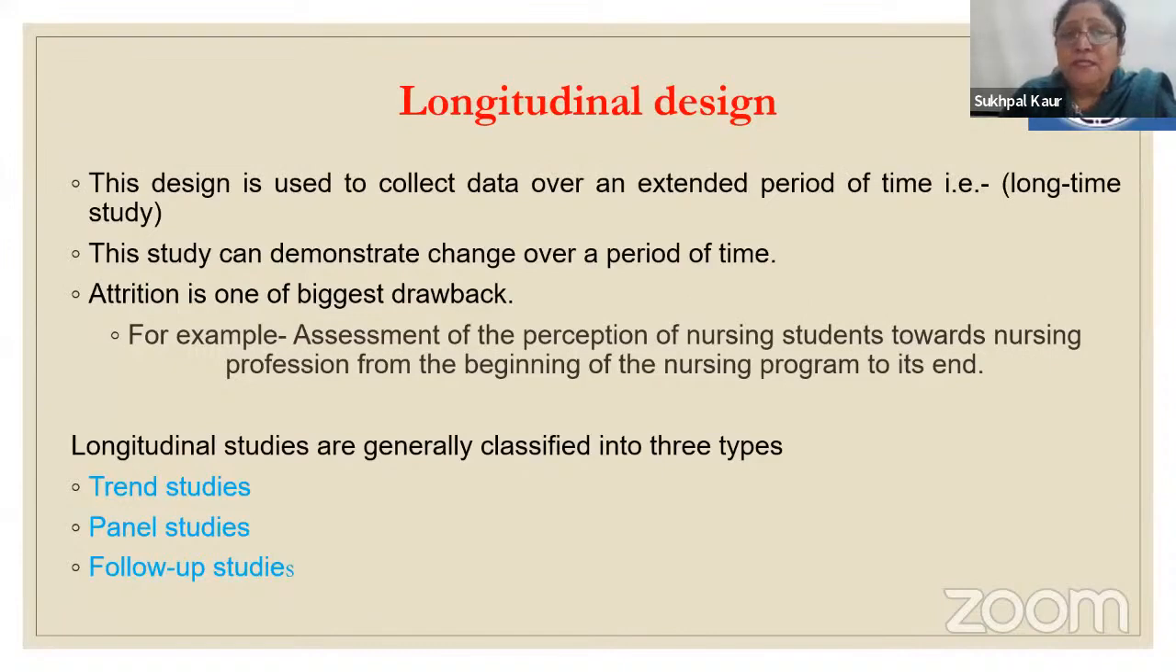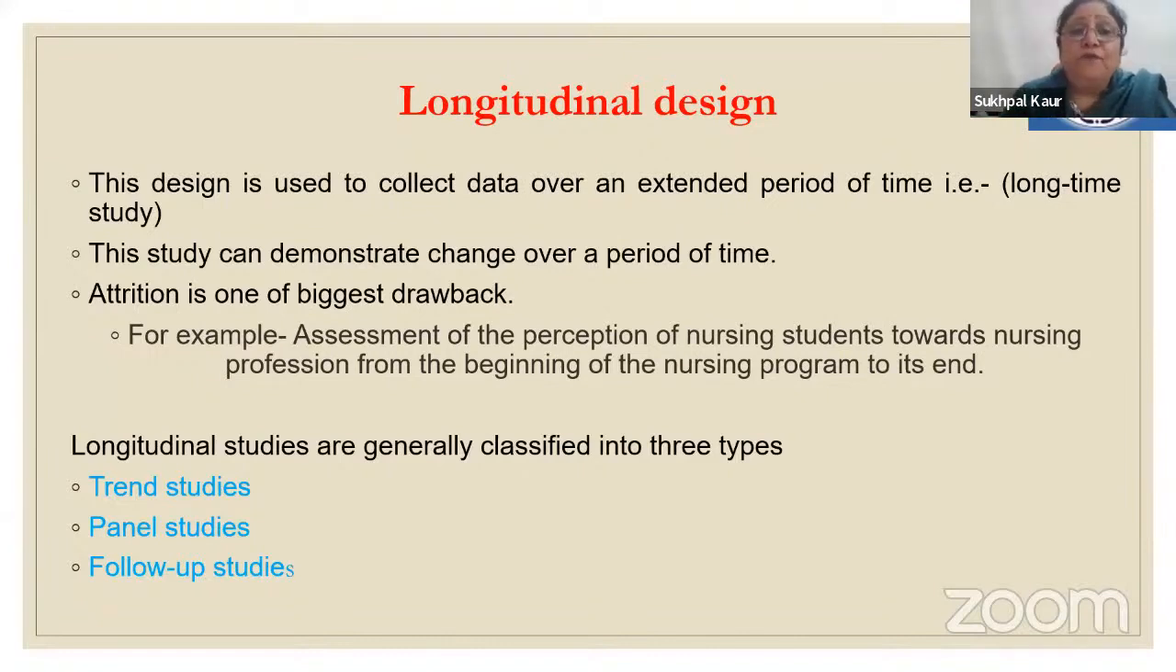Another design is the longitudinal research design. This design is used to collect data over an extended period of time, which is why it is called a long study, and it can demonstrate change over a period of time. Because we will be following up the patients over a period of time, attrition is one of the biggest drawbacks of this type of design. For example, the perception of nursing students towards the nursing profession, from the beginning of the nursing program to its end, can be assessed over time. We can follow up the students over all the 4 years and see their perception regarding the nursing profession.